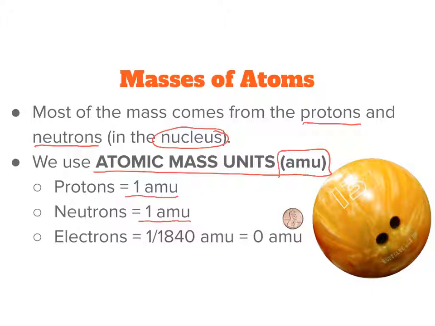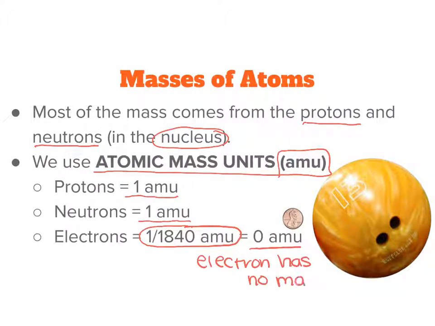And then we drew our electrons much smaller. Electrons are actually 1 in 1840 AMUs. Now that is a weird value to work with, so we're going to say that's the same as 0 AMUs. Essentially what we're saying is the electron has no mass. It's not big enough to take into consideration.